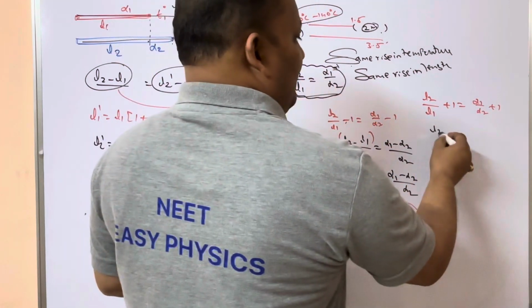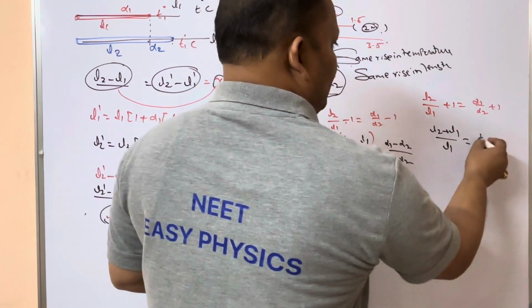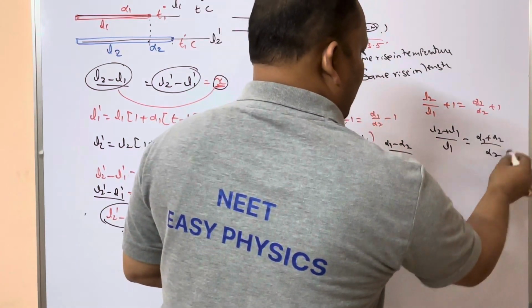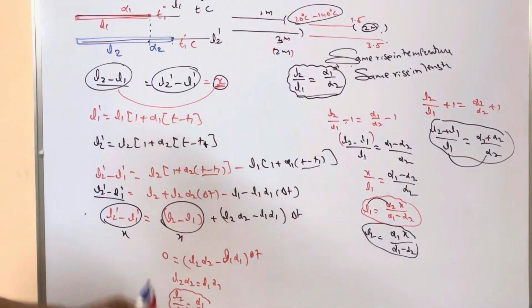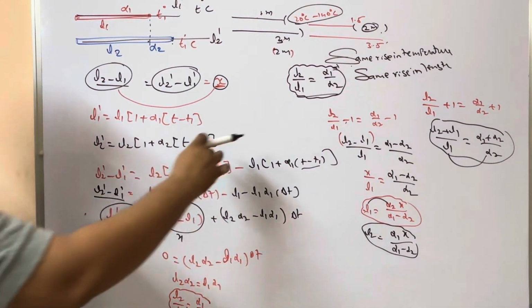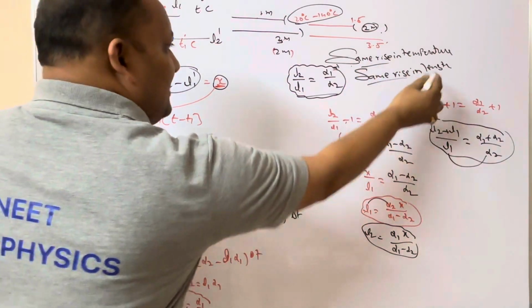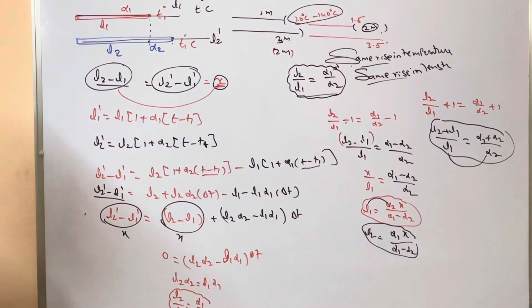So what is the ratio of L2 plus L1 by L1, they will ask. At that time, alpha 1 plus alpha 2 by alpha 2. Here L1 is coming means alpha 2 is coming. So like that they may ask anything. But the condition is for the same rise in temperature, what is the same rise in length, they will ask. At that time you should solve like this.